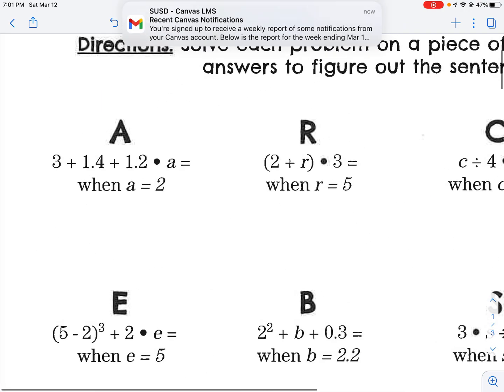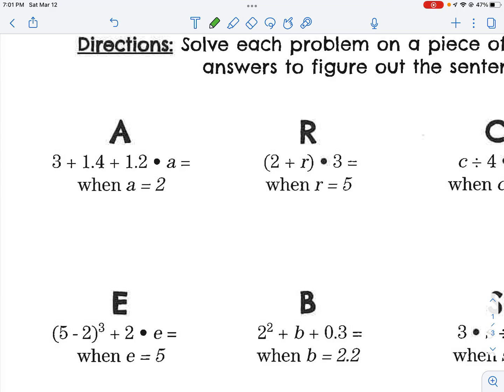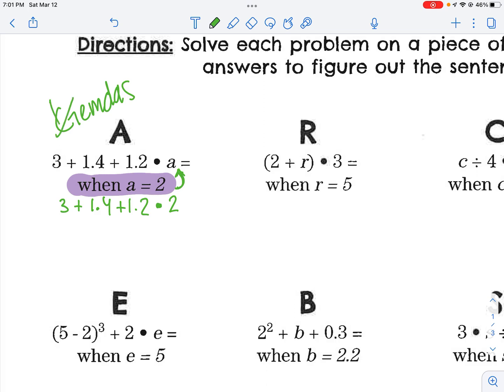Okay, so here we go. 3 plus 1.4 plus 1.2 times a equals, when a equals 2. So I know I'm going to plug in the 2 for the a. I'm going to rewrite it with this substituted in. So it's going to be 3 plus 1.4 plus 1.2 times that substitution, which will be 2. Now I'm just going to do GEMDAS. I have no grouping, so I can cross that off. No exponents, can cross that off. I do have some multiplication though, 1.2 times 2. I'm going to do that right here.